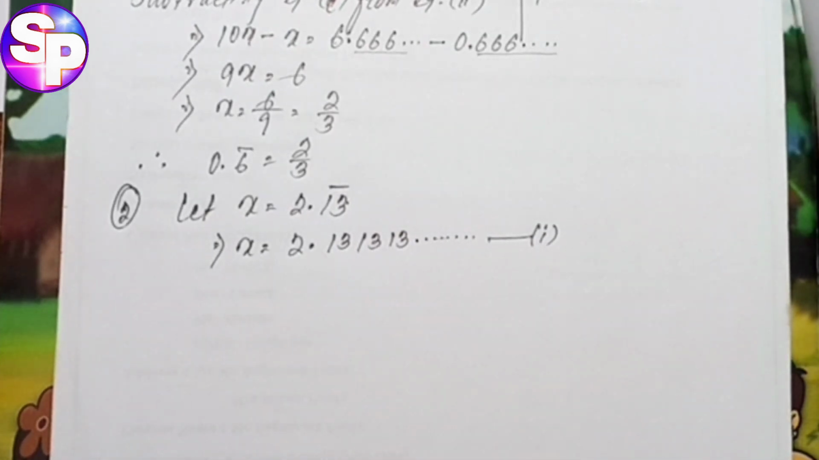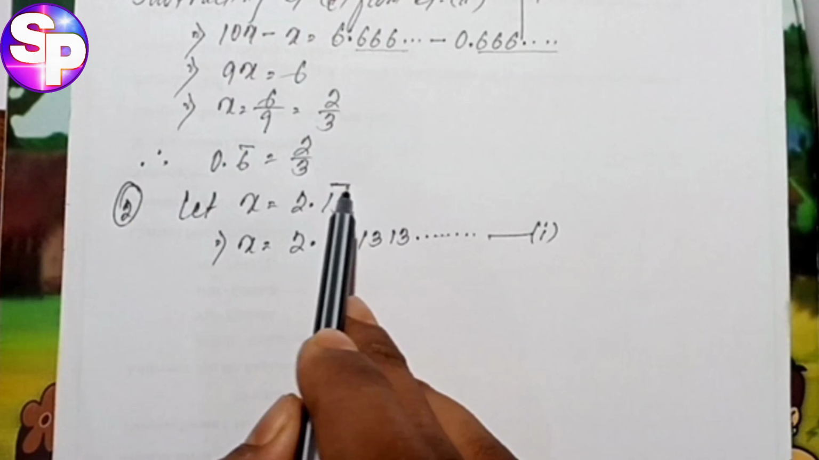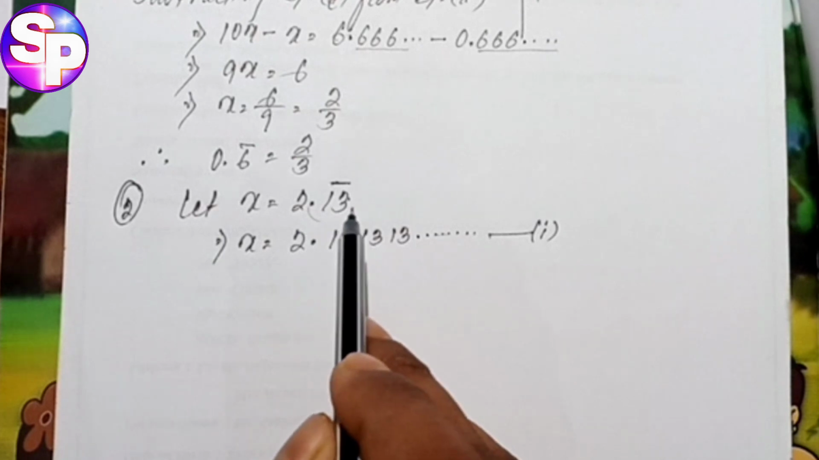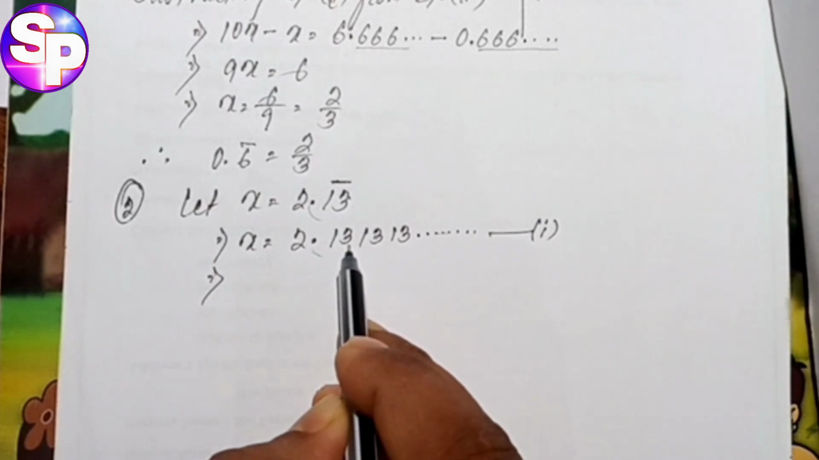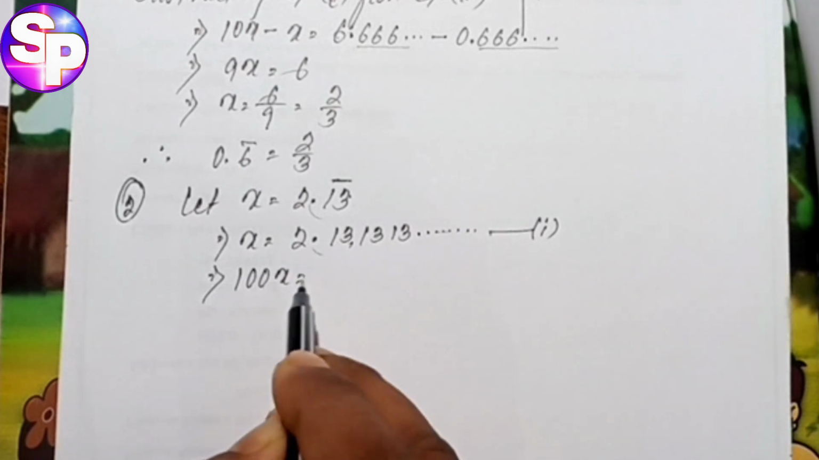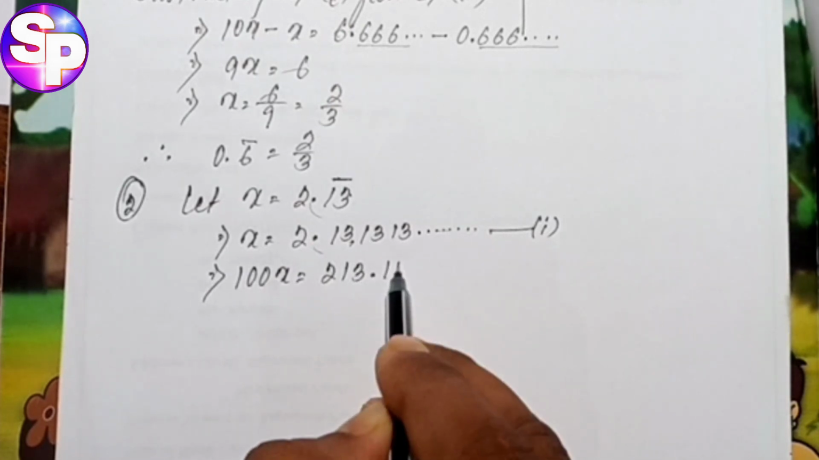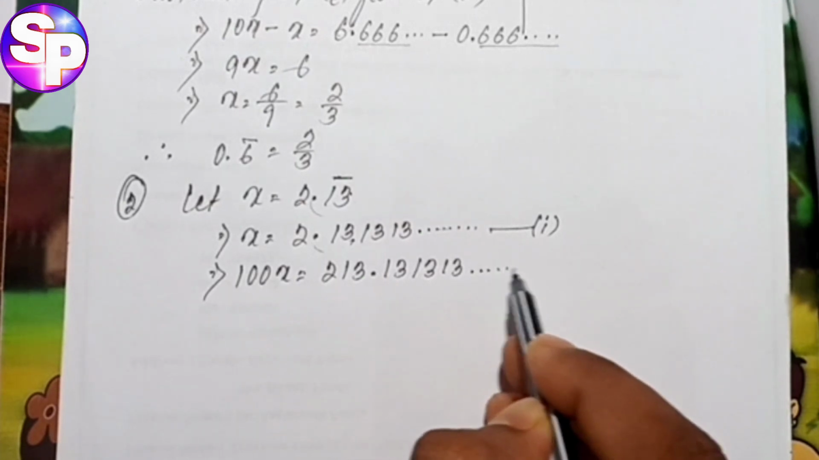And next my target is to find equation 2. And what will be equation 2? The point should be transferred after the bar. After the bar means over here children, two places are being repeated. So here the point must be transferred after 3, two places to the right. So two places to be jumped means what is to be multiplied? Obviously 100. So if I multiply 100x over here, then the point will be transferred after 3. That will be 213.13 and 13. And one more time we can write 13 because infinite number of 13s are there, right?